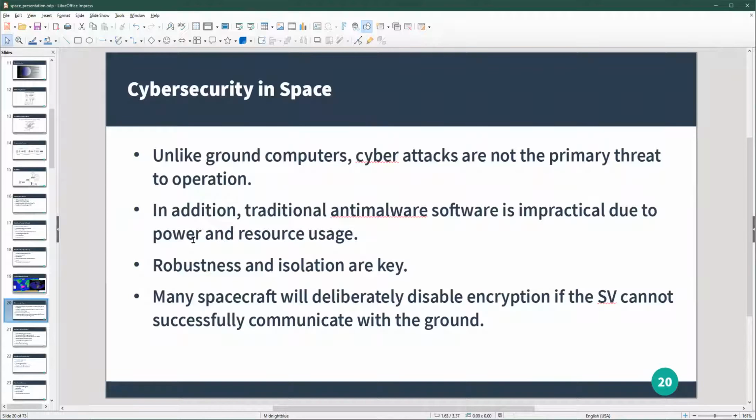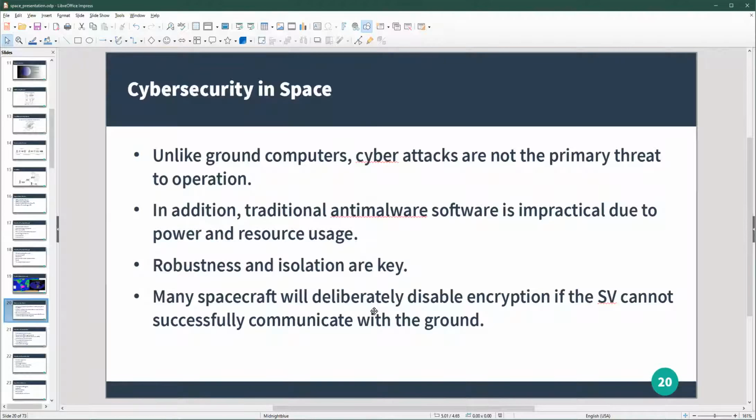In addition, traditional malware and anti-malware stuff we run on our normal systems are impractical due to power and resource usage. A lot of these systems use chips that were developed in like the 1980s because they're proven, right? You can't have the newest technology going into space because you don't know if it's going to withstand space. So you really need robustness and isolation, right? You have to have your spacecraft be able to be hacked, but then be unhackable. Have it be able to resume from a bad situation. And of course, like I said, isolate your components. So you have your bus and make sure that the camera can't talk to the thrusters, for example.